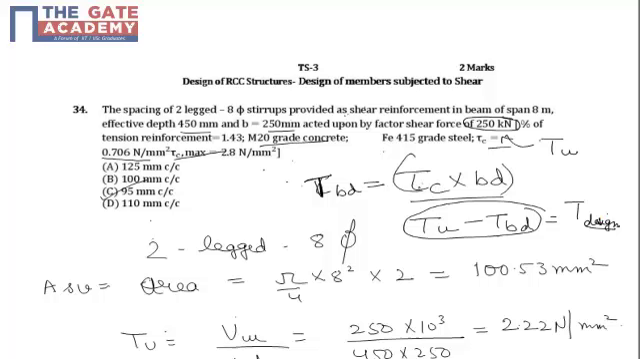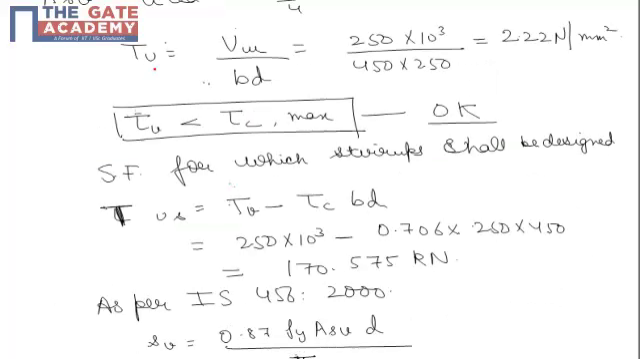So first of all, let's calculate the value of tau V, that is the maximum shear stress induced in the cross section. It comes out as 250 into 10 to the power 3, this is to convert kilonewton to Newton, divided by both dimensions in mm. So it comes out as 2.22 Newton per mm square.